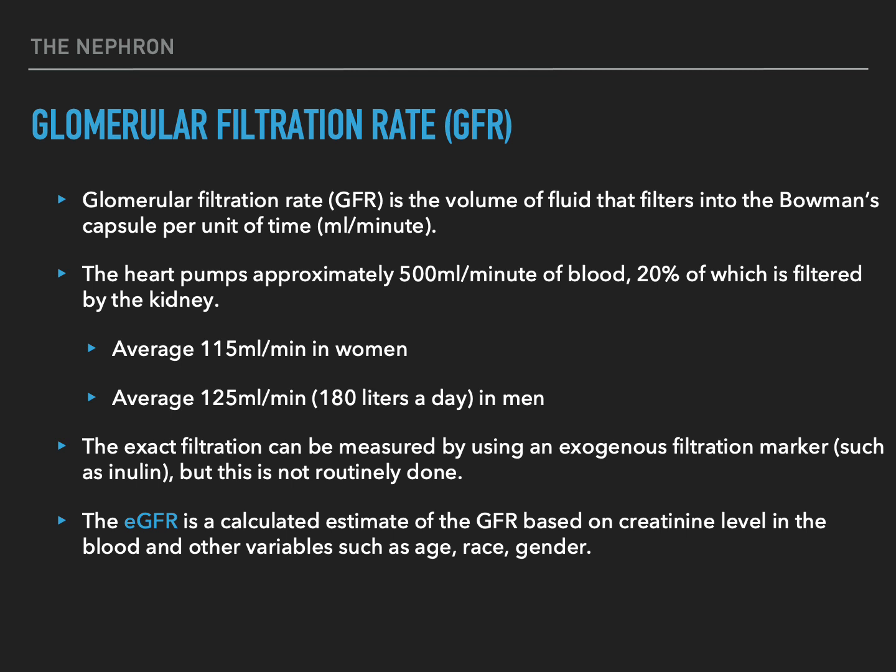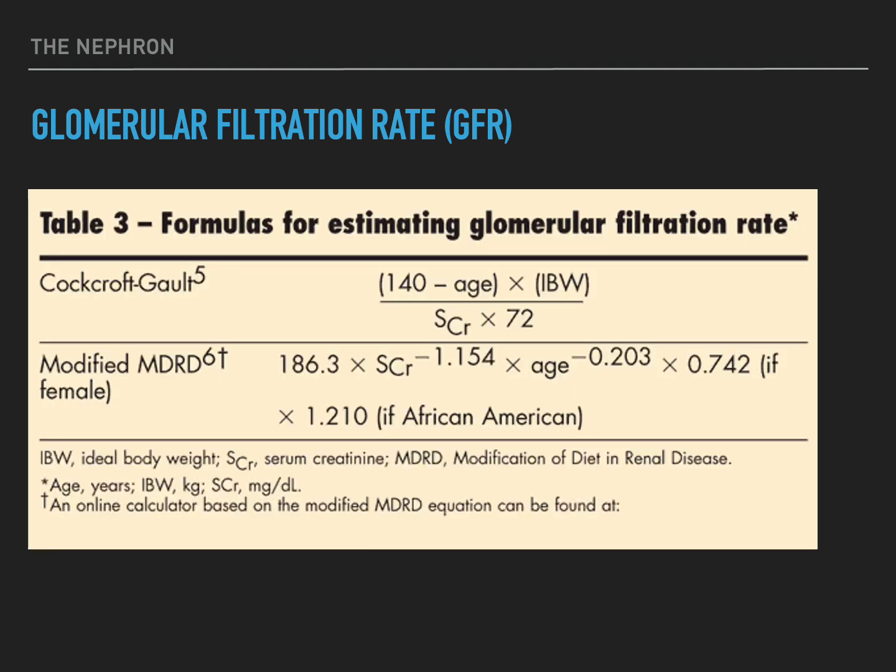or estimated GFR. And this is a calculation based on a patient's creatinine level, as well as other variables such as age, race, and gender. There are a number of different formulas used for estimating GFR. You do not need to memorize these, but just know that they're available. You can actually find really helpful apps that will calculate this for you, or if you're in a hospital, the pharmacist can also help you with these calculations. But you can get an idea of how the creatinine, race, age, and weight factor into the formulas.